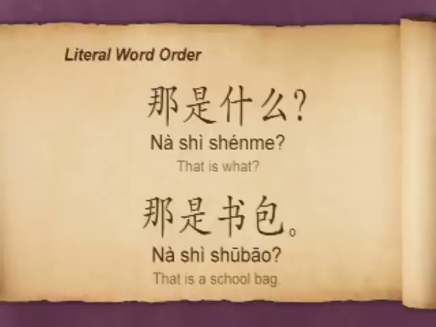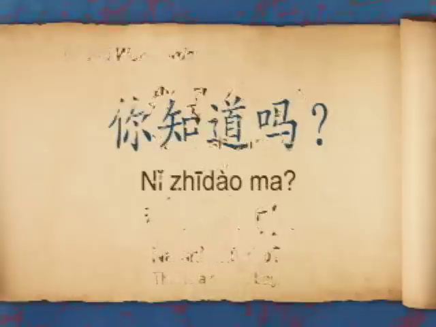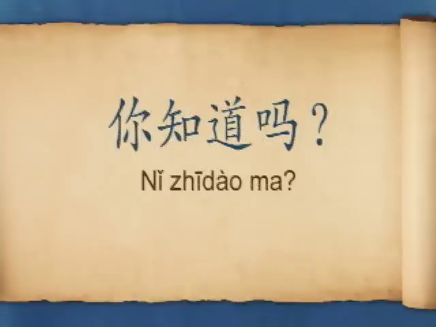The final question in the dialogue was, 你知道吗? What does this sentence mean? Yes, it means, do you know? The word order is, you know, with the question particle, ma, at the end to form a question. Say, 你知道吗 after me. 你知道吗?